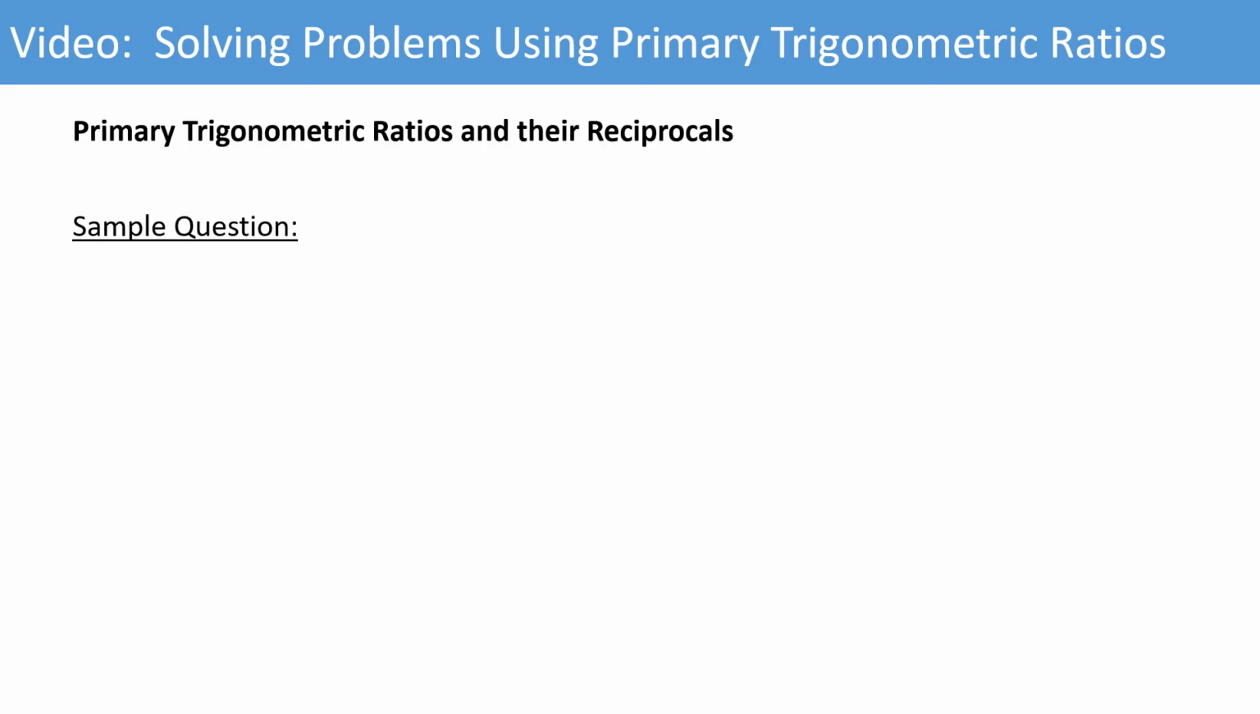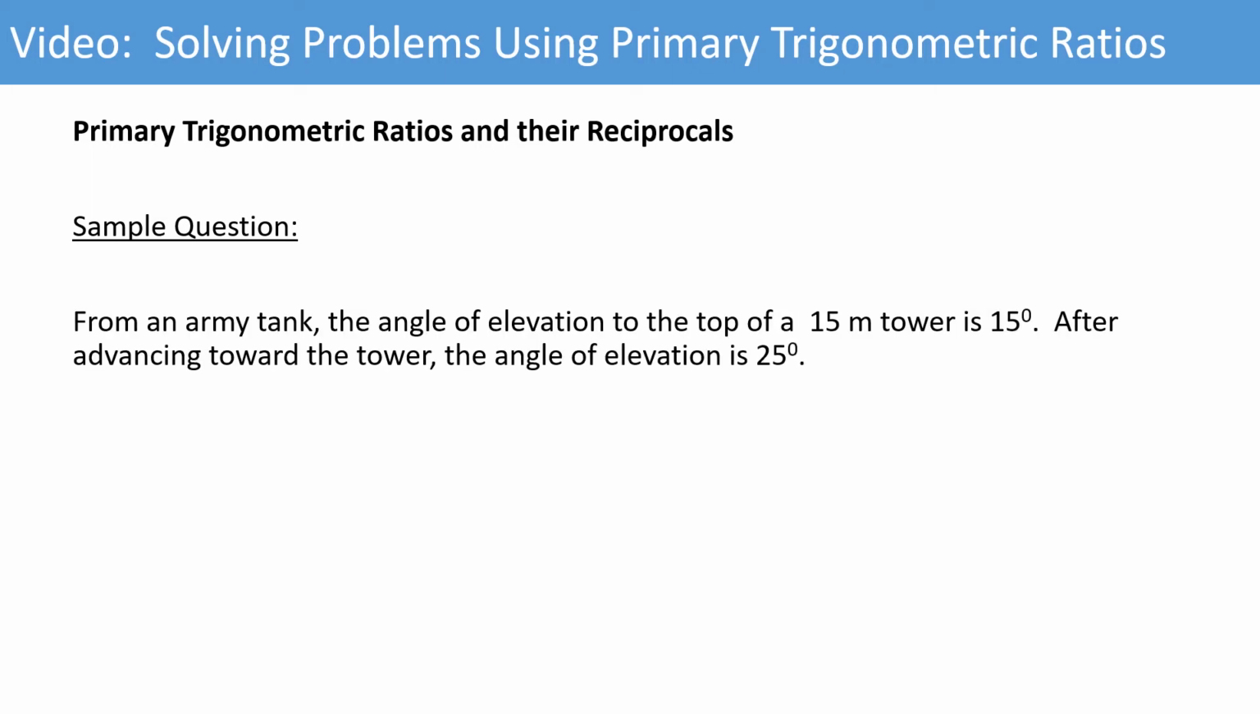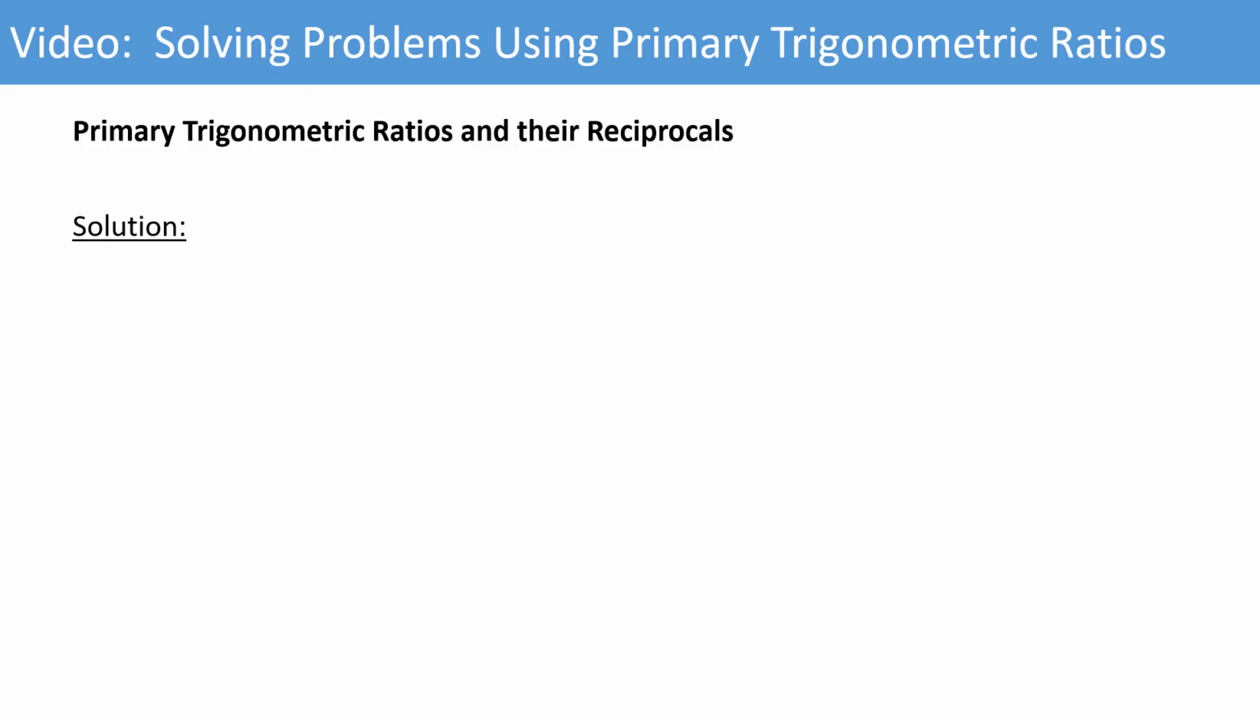Now, let's take a look at a sample question. From an army tank, the angle of elevation to the top of a 15-meter tower is 15 degrees. After advancing toward the tower, the angle of elevation is 25 degrees. How far did the tank advance? Now, let's take a look at the solution.